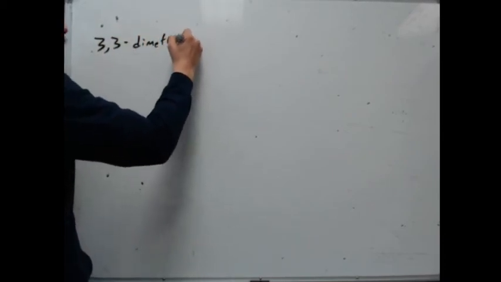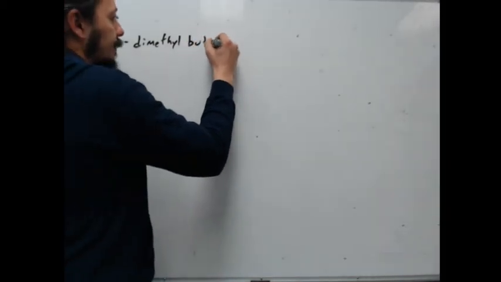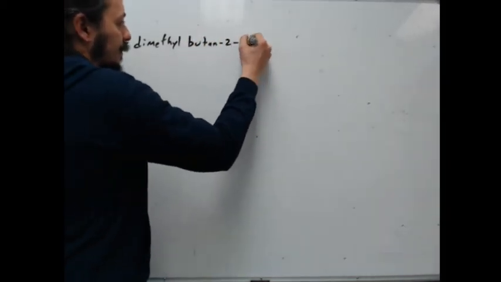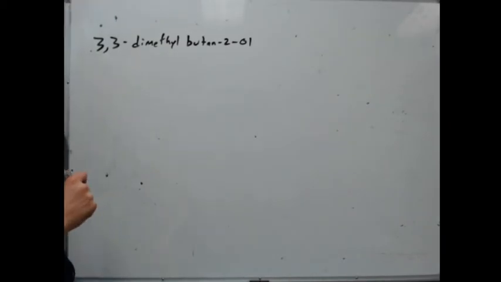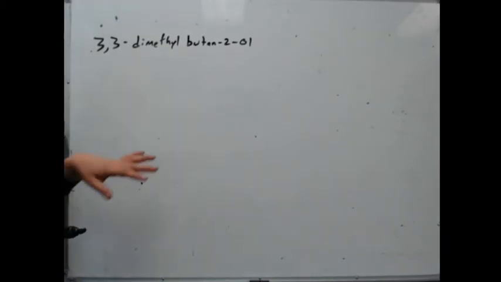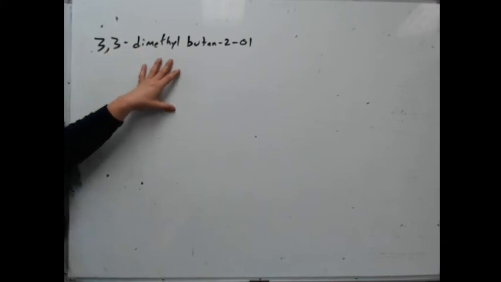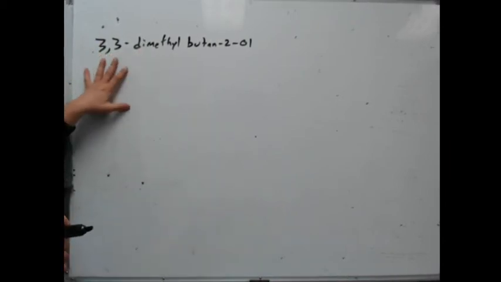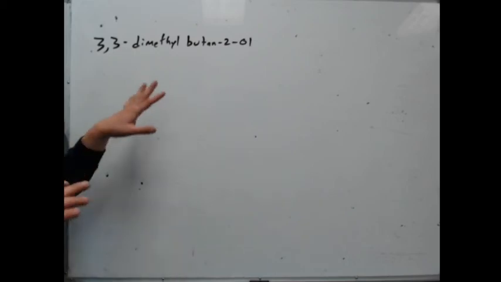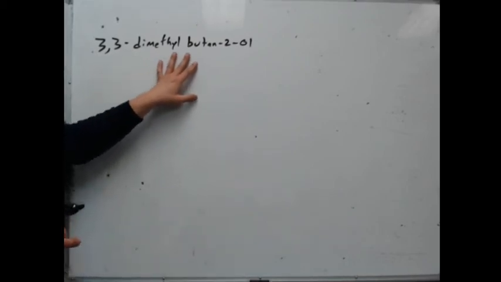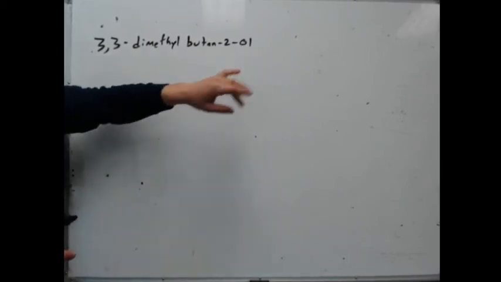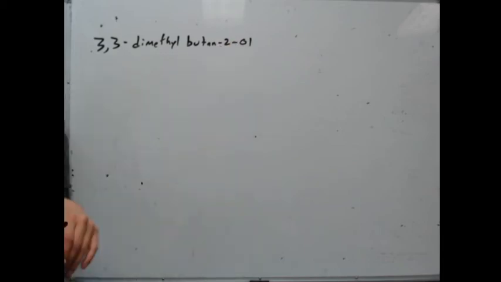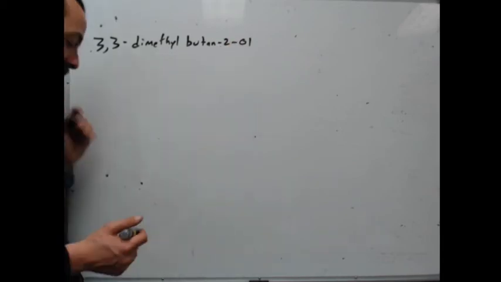dimethyl butanol. The way I learned to name these is a little bit different. I still struggle with the new naming method. I would call this 3,3 dimethyl 2-butanol, but 3,3 dimethyl butanol kind of communicates where the alcohol group is. So let's break this apart.